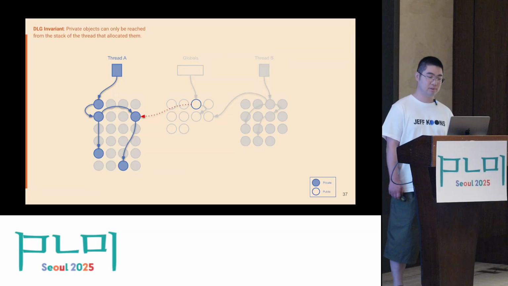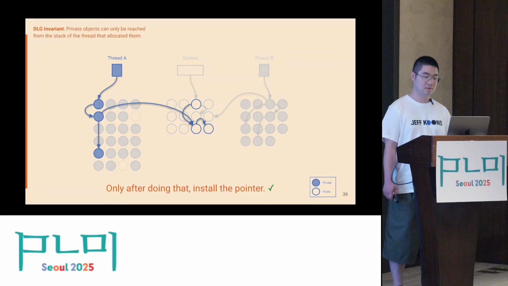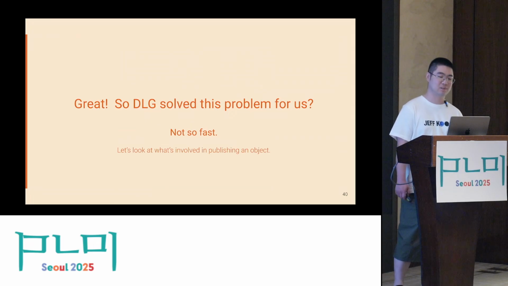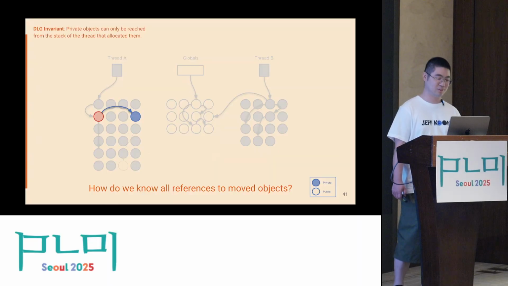Before you install the public to private pointer, you first make all the referenced objects public. And only after doing that, you install the pointer. So great, looks like DLG solved this problem for us. Well, not so fast. There are still issues unresolved.